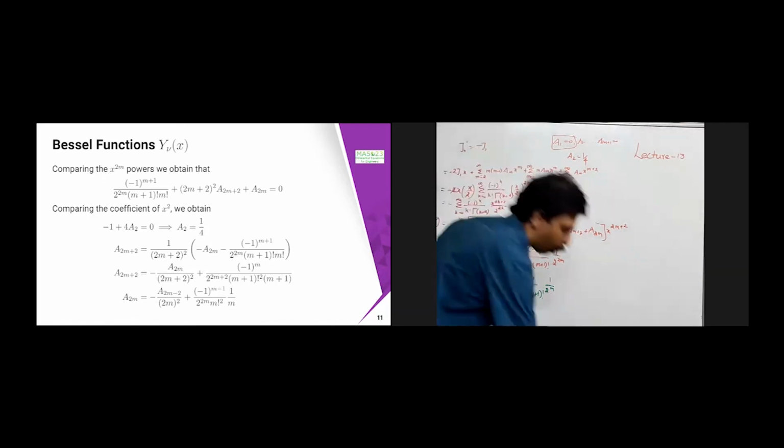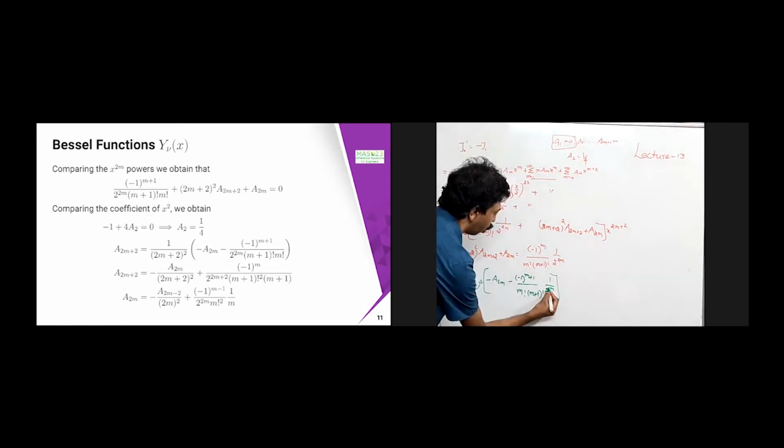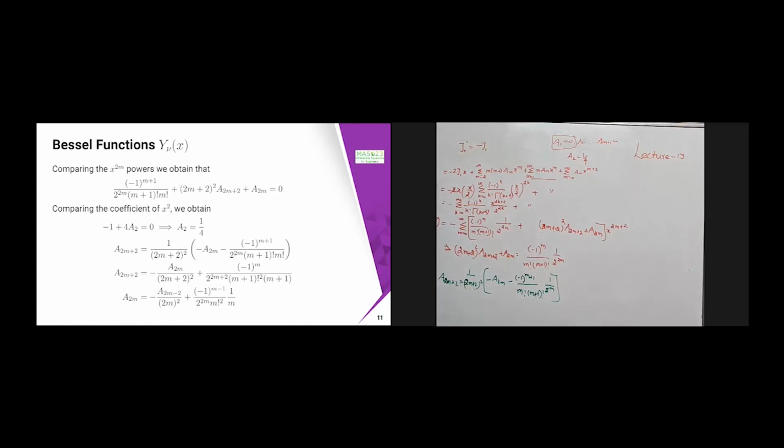So therefore, I'm going to write that on the denominator here. So I put that over here: A2m plus 2 equals 1 by 2m plus 2 whole square of this one. Here 2m is there, and 1 by 2 power 2m is there. Now I have this relation.